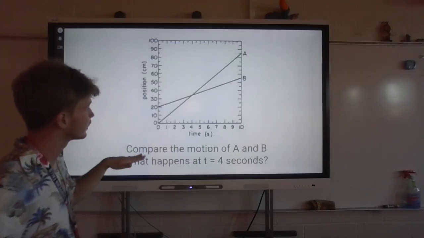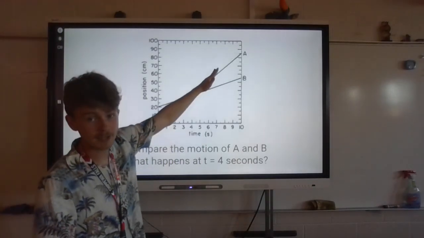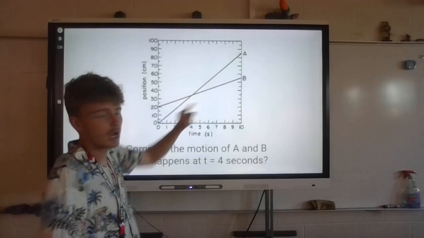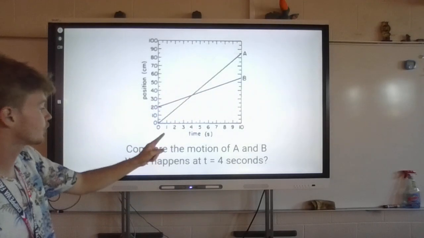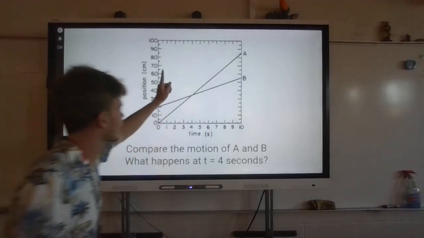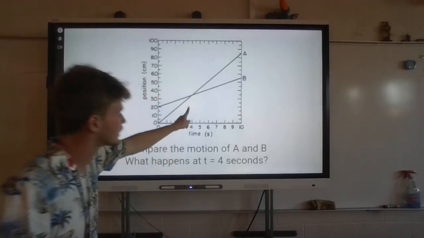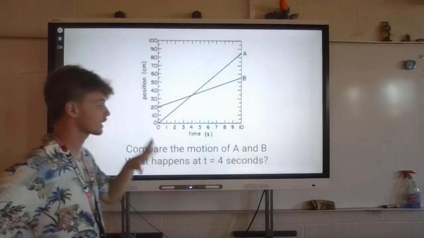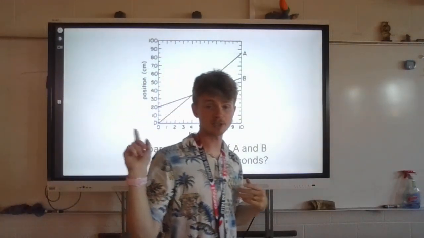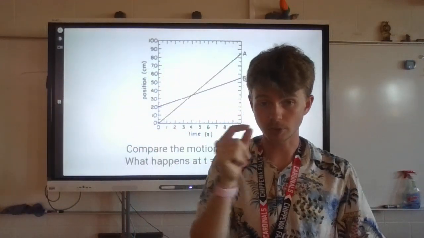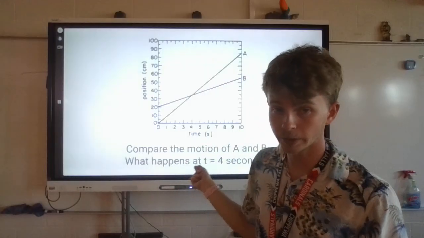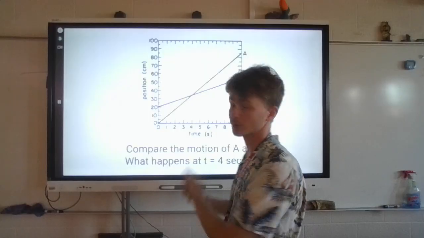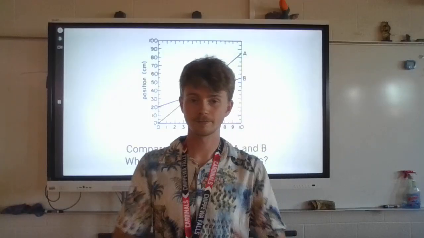So we have two lines here. We have A, that's moving up pretty fast, and we have B that's moving up pretty fast, but not as fast as A. I want you guys to compare the motion of A and B and what happens at T when time equals 4. Okay, so when time equals 4 seconds, what is happening at that specific position? Write down your explanation on your board, okay, a sentence for each, and then pause the video. And then start the video once everyone seems to have an answer. Perfect.